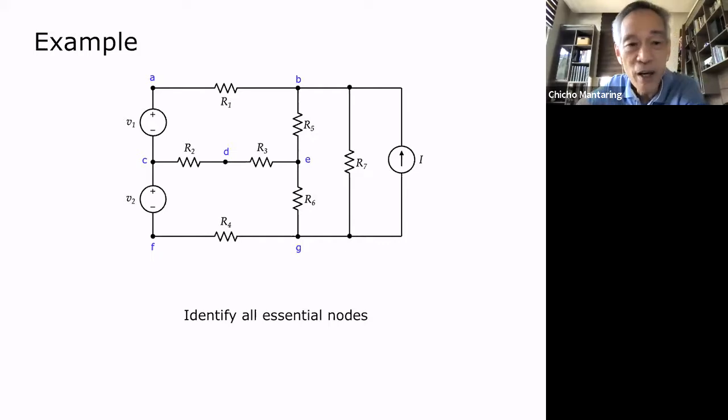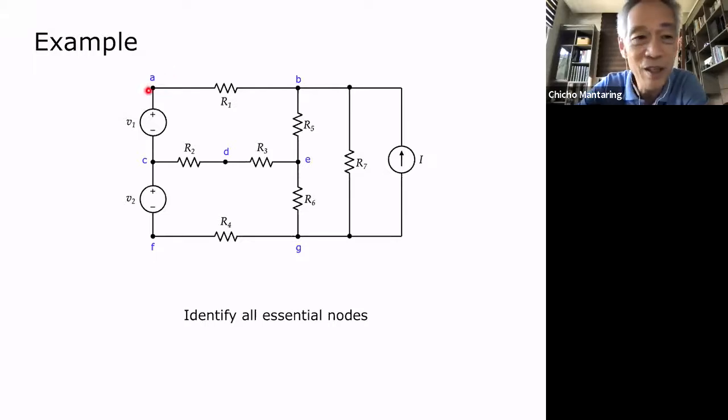Okay, identify all essential nodes. So can you answer me, what are the essential nodes here in this particular circuit? So I got an answer. A, B, F, and G. B, E, C, and G. B, E, C, B, E, G, B, E, C, G. Sari-sari mga answers, no? Essential nodes. Sige, let's go through each one, no?